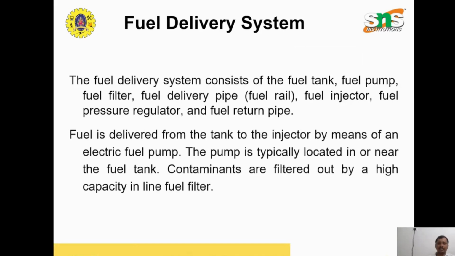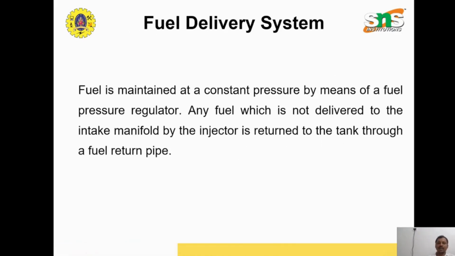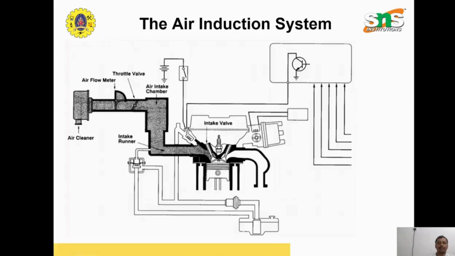The fuel is delivered from the fuel tank to the injector by means of a fuel pump. The pump is typically located in or near the fuel tank. The contaminants in the fuel are filtered by means of a high capacity inline fuel filter. Fuel is maintained at a constant pressure by means of a fuel pressure regulator. Any fuel which is not delivered to the intake manifold by the injector is returned to the tank through the return pipe. The next module is the air induction system.